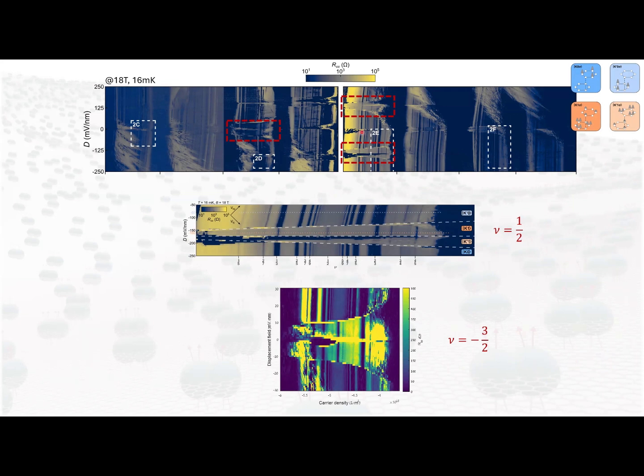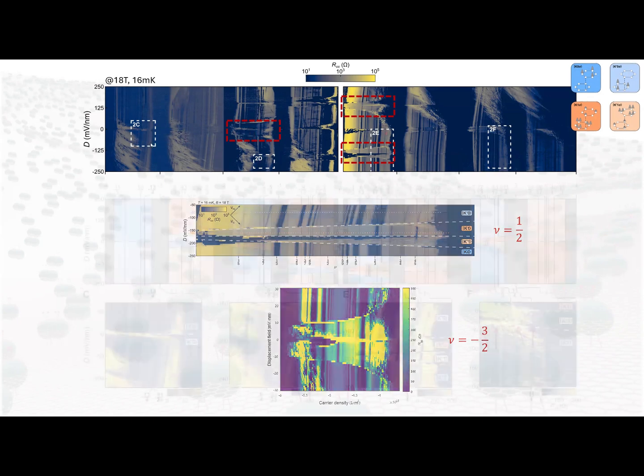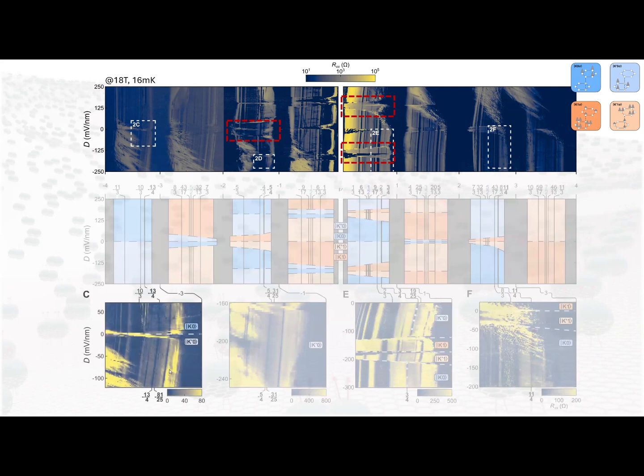So basically, we see these three pockets where previously people were not able to see this half filling state. Now we can also zoom into these white boxes. In the white boxes, we'll see the 3/4 state. So for example, this state is the -13/4 state. Here you can see the -5/4 state.